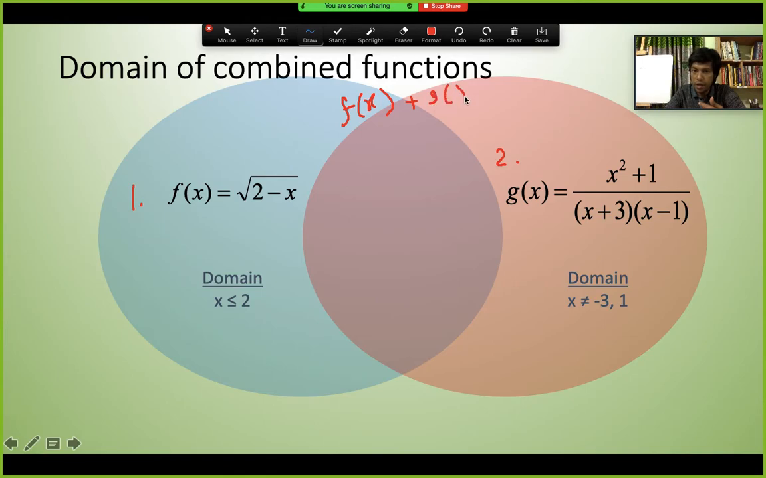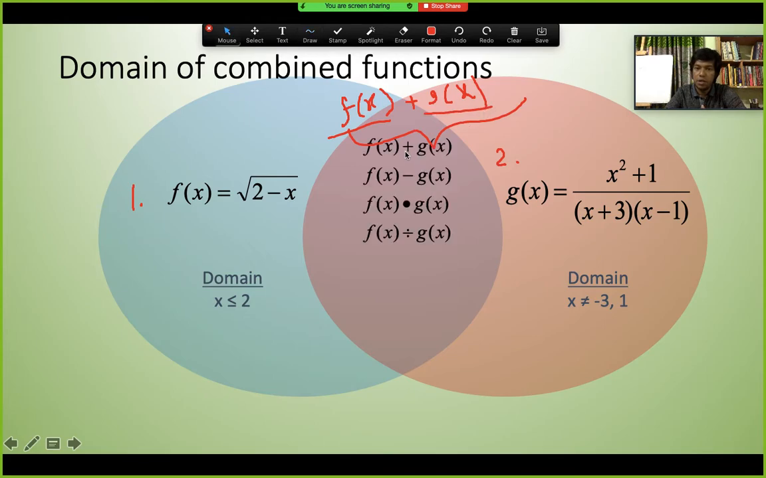So this will be a new function, of course. If we add this one and this one, then we will get a new function, which will be the answer. What will be the domain of this new function? Actually it turns out that this is not difficult. We first find the domain of the first function and the domain of the second function, and the domain of the combined function will be the domain common to both of them.